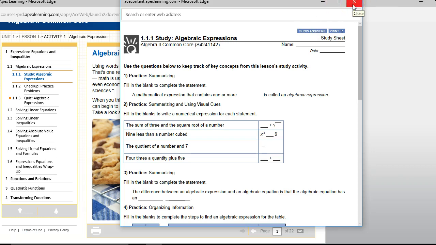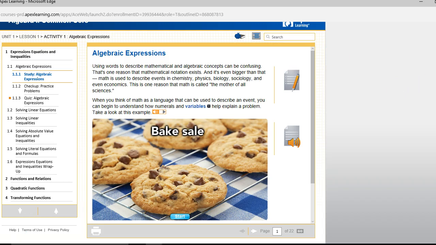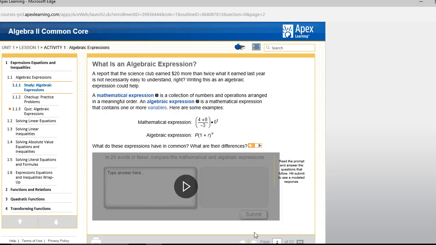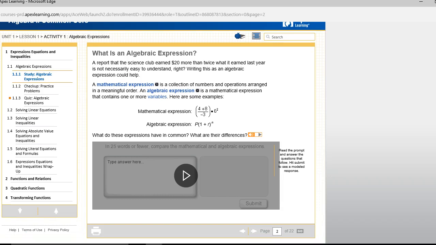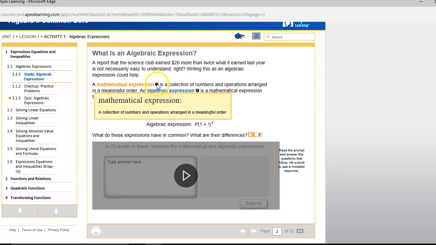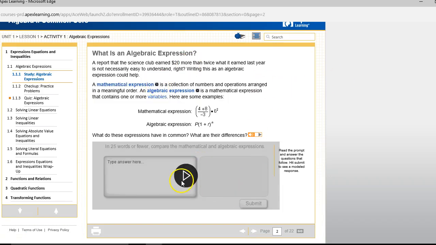So you're going to print out your study sheet and fill it out as you progress through your slides. You click on the arrows to move forward. Apex will read out loud to you if you'd like to have it read out loud. There you have some audio choices.